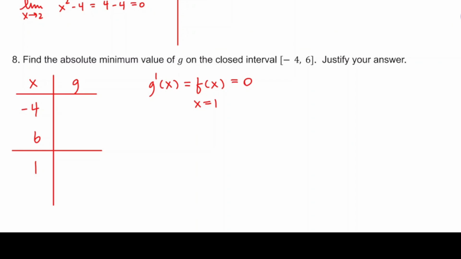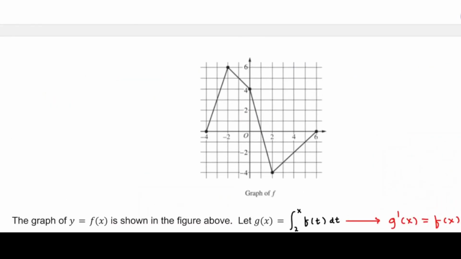So, okay, over here, x equals 1. I'm going to do some geometry now. I'm going to need to find g of 1. Well, that's... oh, okay, I'm going to actually need to find that also. And g of -4 and g of 6. All right, so -4, 6, and 1. G is the integral from 2 to x, so let's do g of 6. Let's just integrate forwards. Do the easy one first.